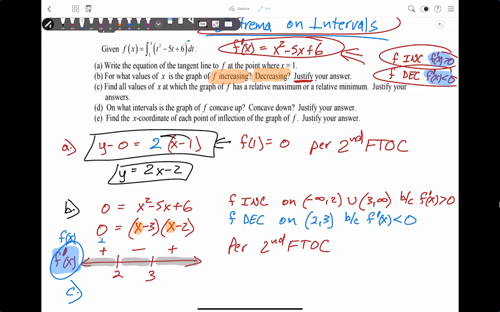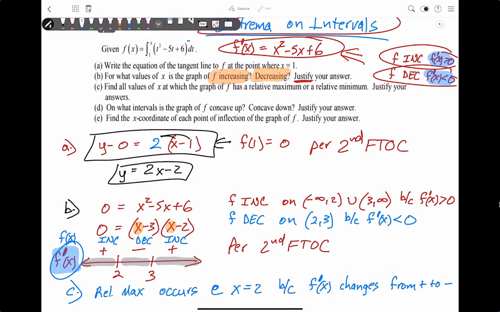f of x is increasing here, decreasing, what we just solved in part B, and then increasing again. So if I go from increasing to decreasing at 2, we can say that there's a relative maximum. So a relative max occurs at x is equal to 2 because f prime of x changes, and you can't just say changes signs, you have to be specific, because changing from positive to negative is different than changing from negative to positive. So f prime of x changes from positive to negative.